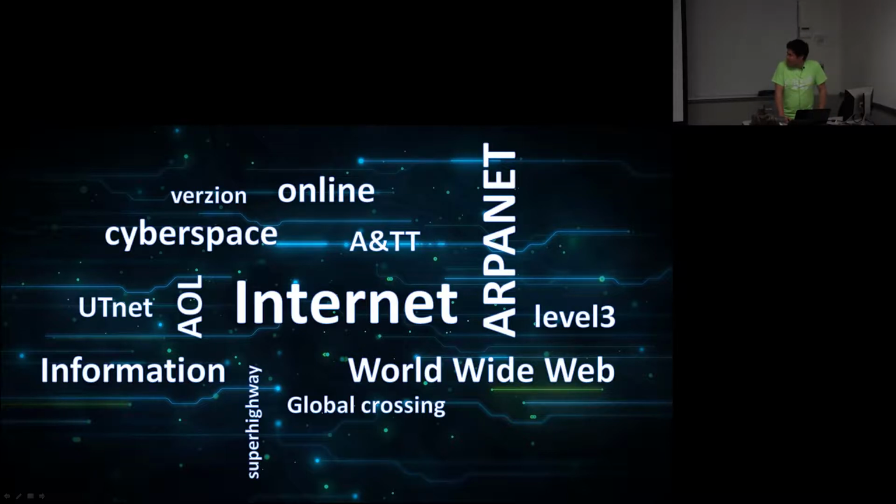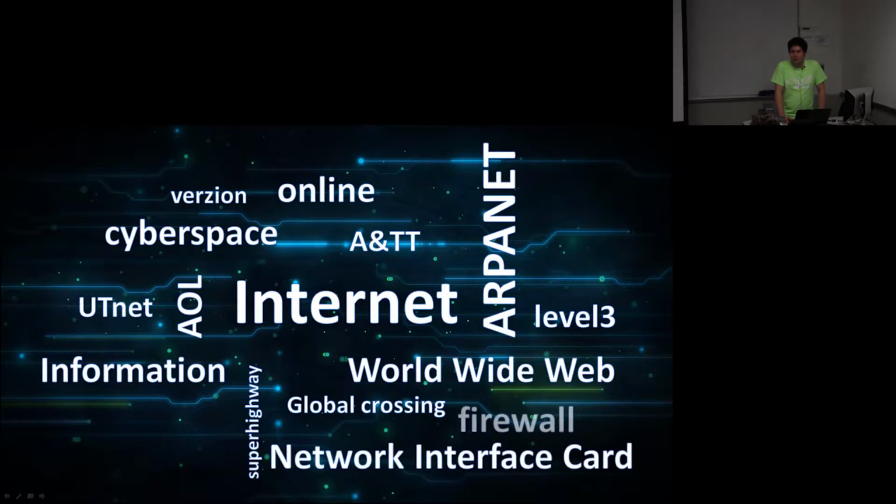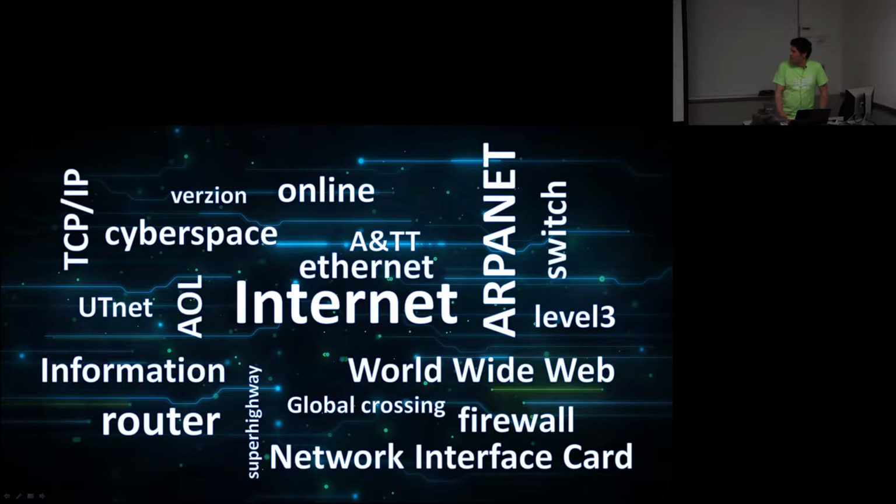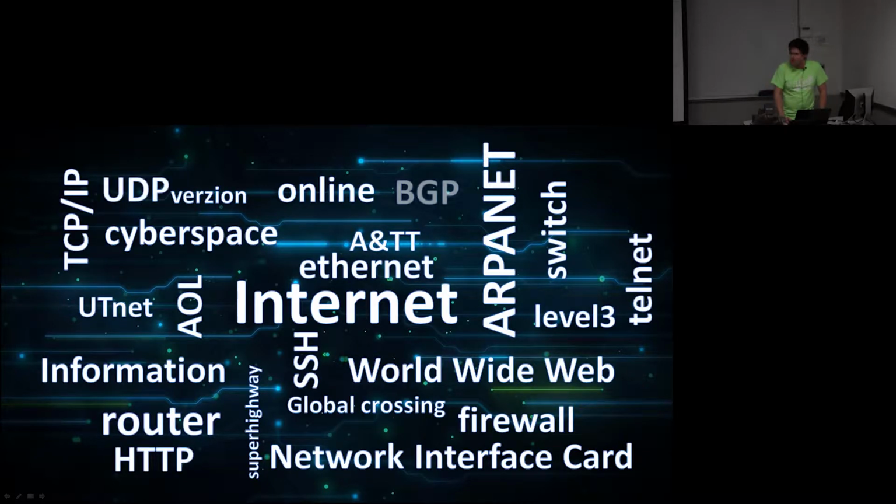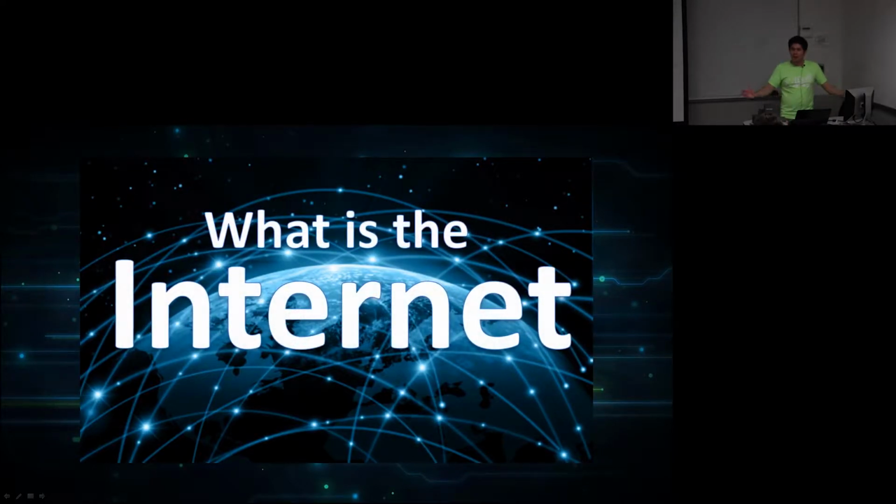Or is it the different hardware that we actually use that make up the internet, like NICs, firewalls, routers, Ethernet, TCP/IP? Or is it the different protocols that we interact with to get data done? What actually makes up the internet? What makes up this World Wide Web, this information that goes between humans, between countries, between governments? So tonight, I am going to explain to you what makes up this thing we call the internet.